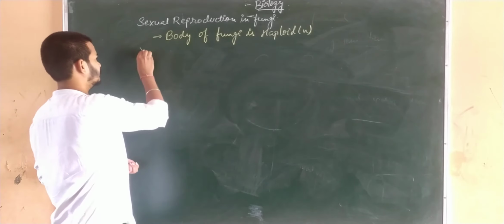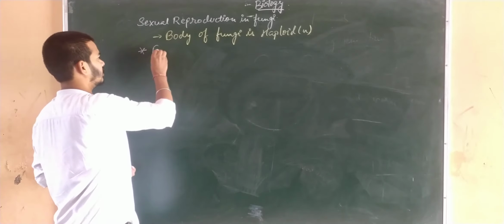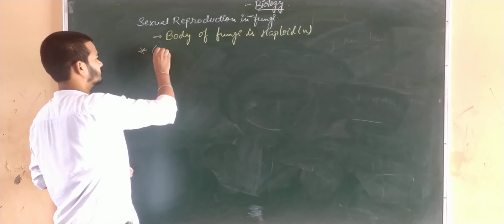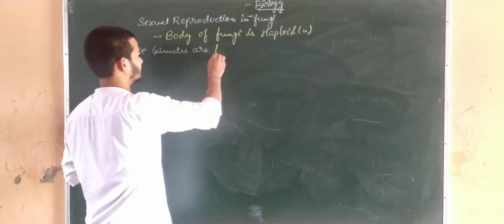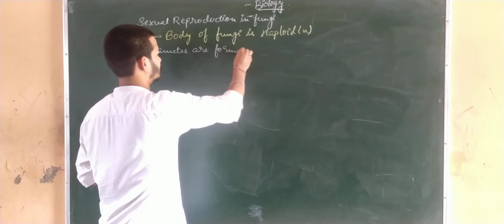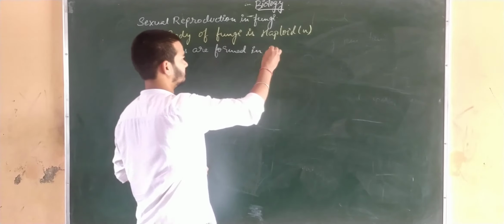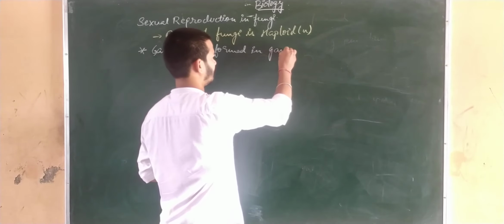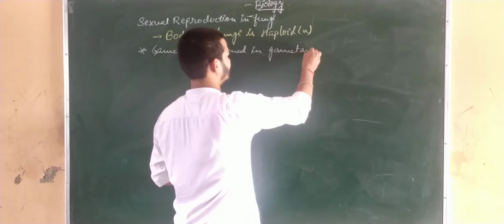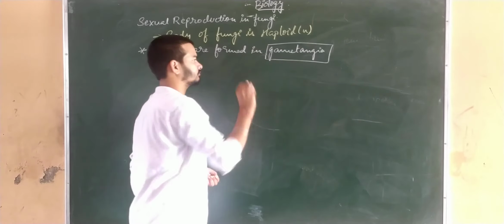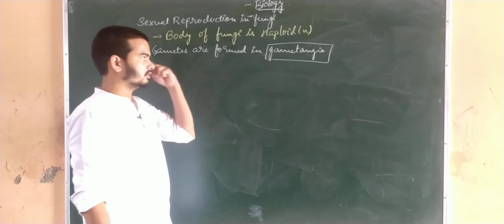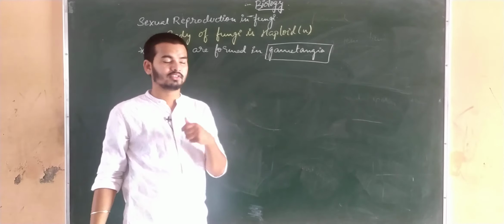Here you will write, gametes are formed in gametangia. Gametangia is a structure in which the formation of gametes takes place.